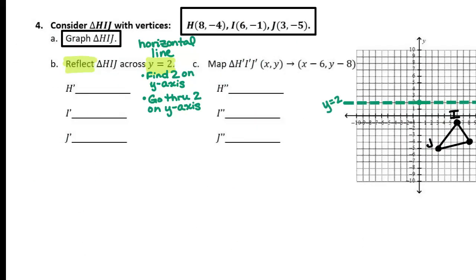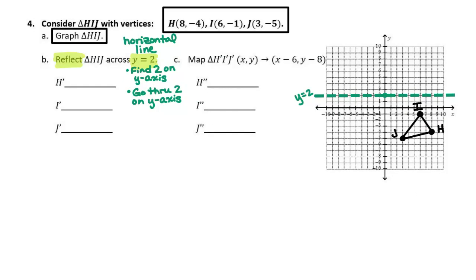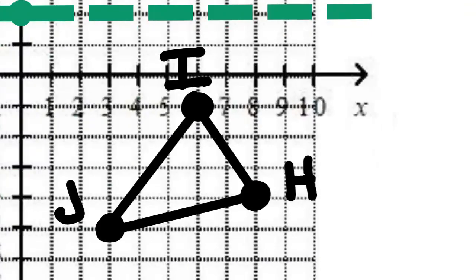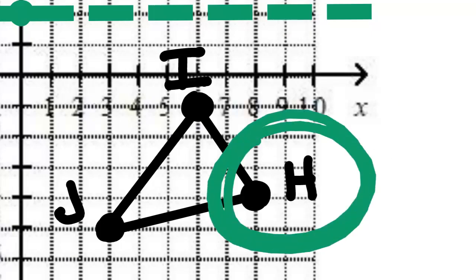Just like we did before, we're going to need to count so that I can get my mirror image on the opposite side. I need to go the same distance away on the opposite side of the line to get this mirror image. So let's do point H first to get H prime. I'm going to count from here to the line. Which piece of my ordered pair is going to change? The Y part is going to change because I'm moving up and down.